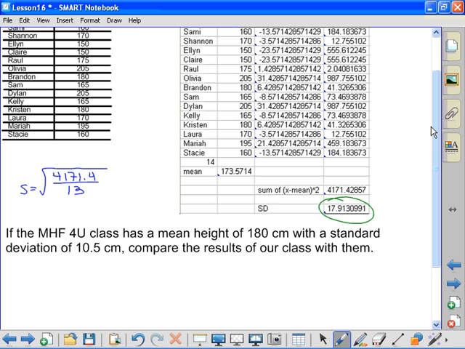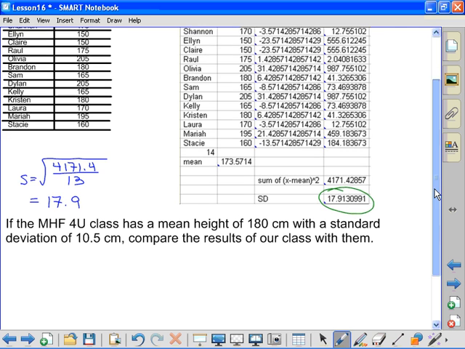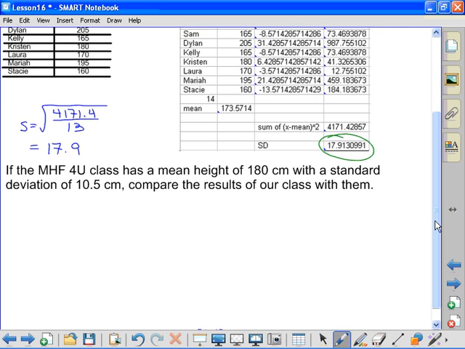Divided by the 13, and that's how we got the 17.9. So standard deviation is measuring the distance from our central mean for our data. To compare it with another class, if we found out Ms. Caldwell's class had a standard deviation of 10.5 and the average height was 180, what conclusion could we make?